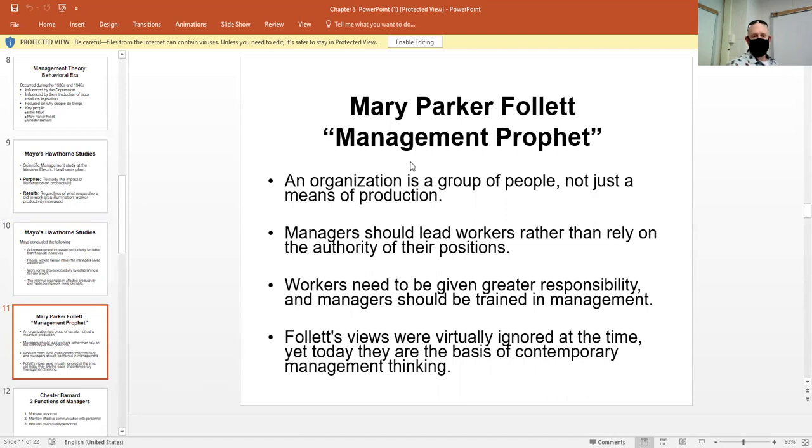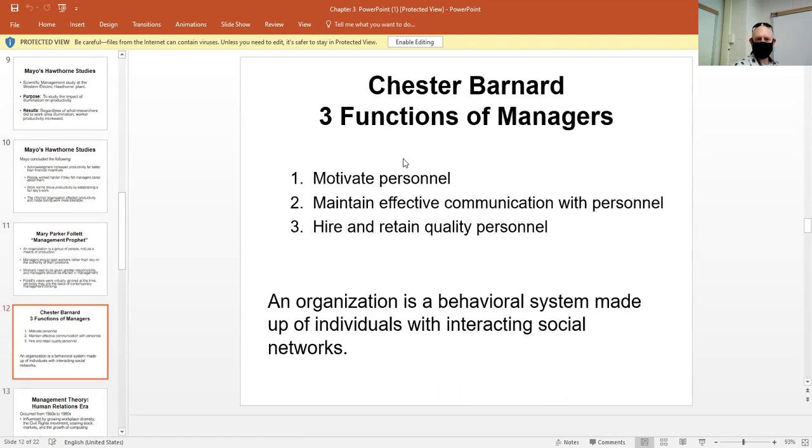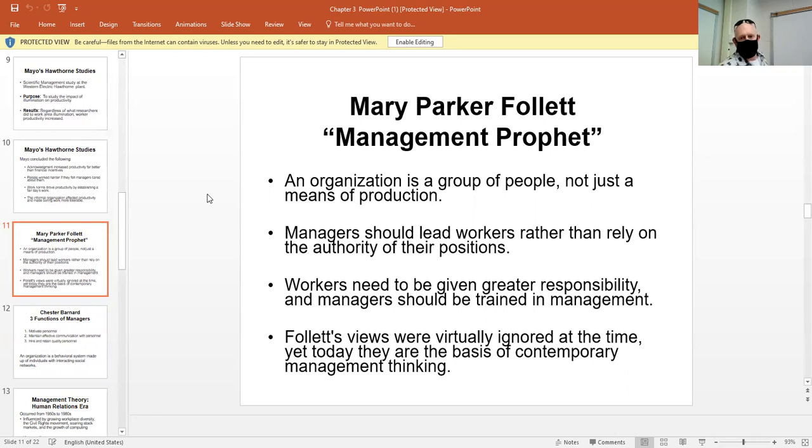Mary Parker Follett, the management prophet. I almost skipped her, didn't I? She said that an organization is a group of people, not just a means of production. And that's true. You need to remember that as a manager, your organization is not just what you're wanting to put out, that there's individual people that you're working with that need to know that you care about them. It's just like if someone has a family emergency, they need to know that you're not going to punish them in the workplace for a family emergency.